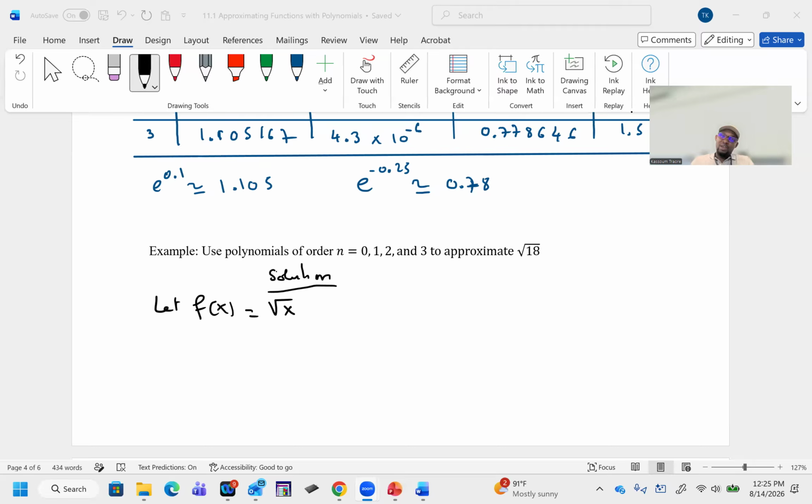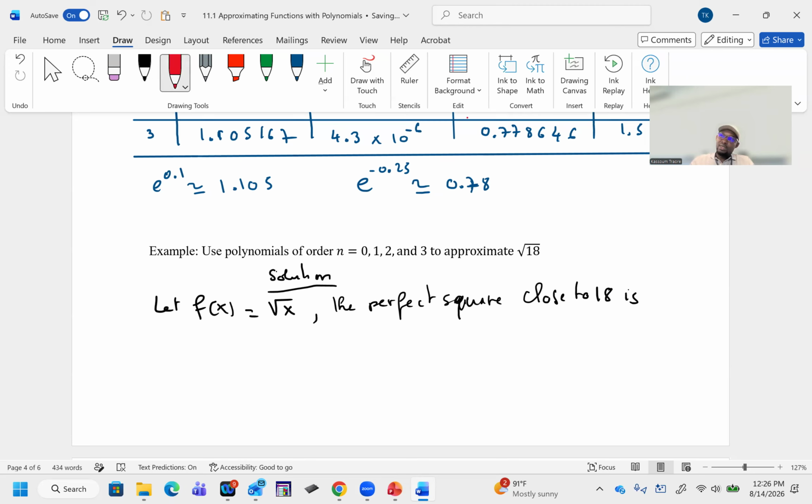And then we need to choose a perfect square that is close to 18. So the perfect square close to 18 is 16, right? So we choose the center A to be equal to 16.